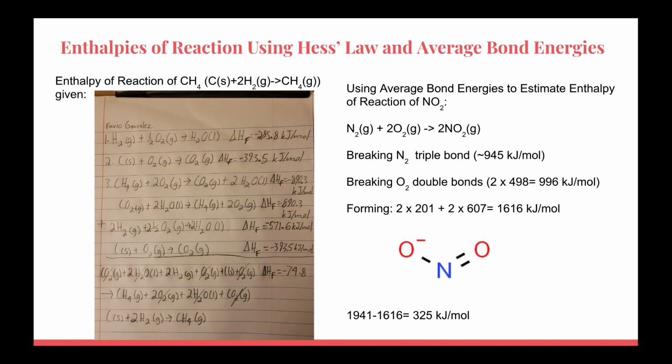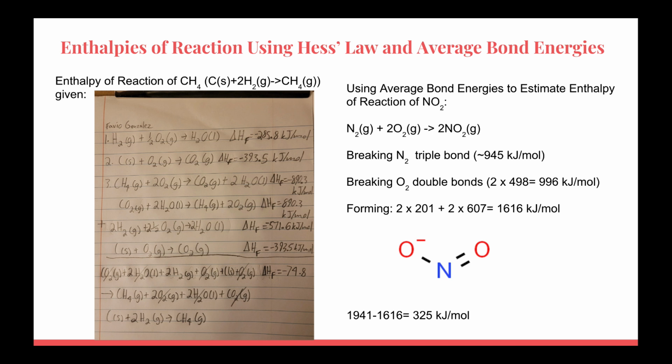So we're going to have to go ahead and flip some of these around, and some of them we'll have to add coefficients to in order to get our final equation. So as you can see, we're going to start by flipping the third equation. So it's going to give us carbon dioxide plus two molecules of water gives us a molecule of methane and 2 molecules of oxygen gas.